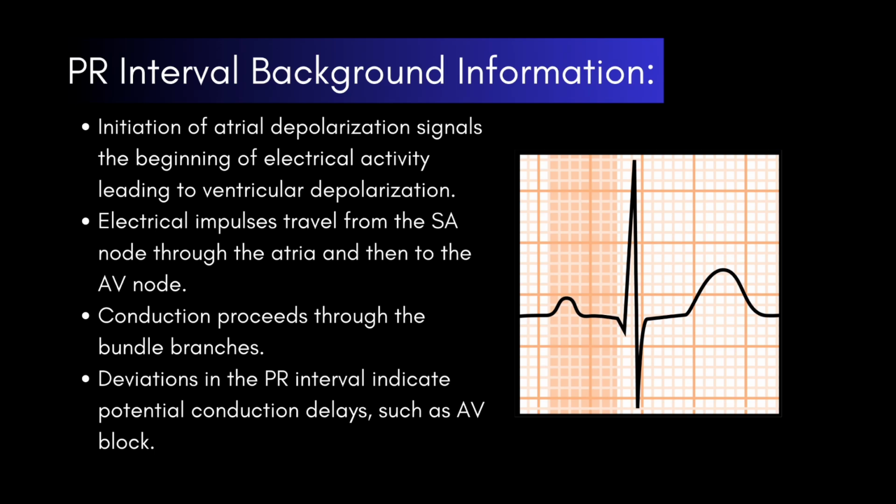So today we'll be focusing on the PR interval. For some background information about the PR interval, initiation of atrial depolarization signals the beginning of electrical activity, which leads to ventricular depolarization. Electrical impulses travel from the SA node through the atria and then to the AV node. Conduction proceeds through the bundle branches. Deviations in the PR interval indicate potential conduction delays such as AV block.